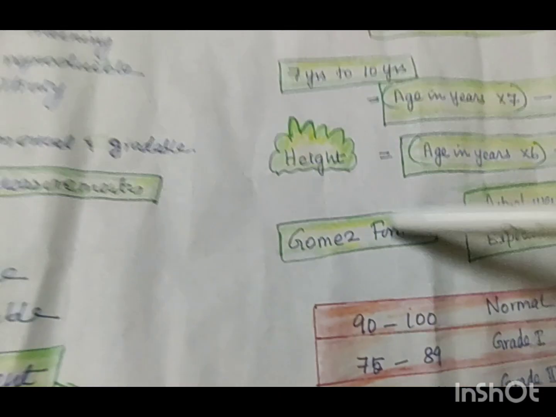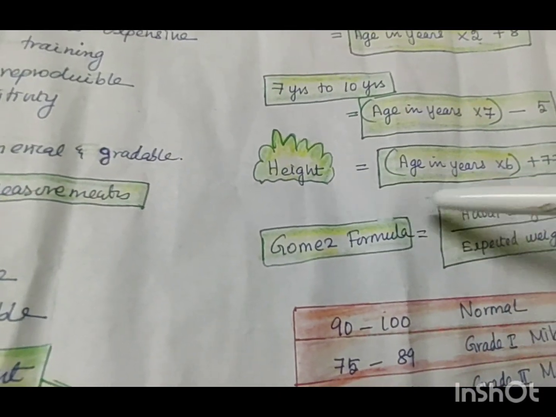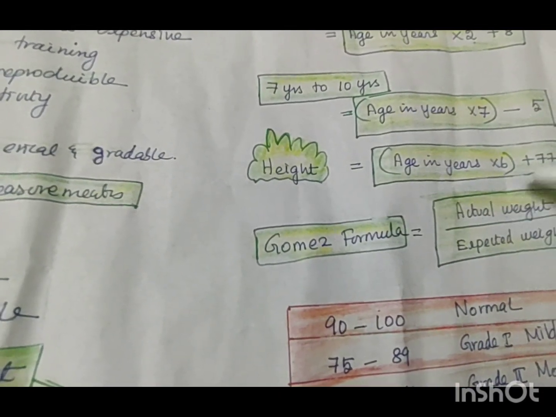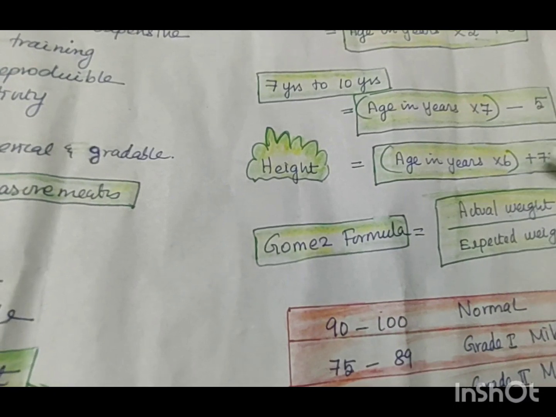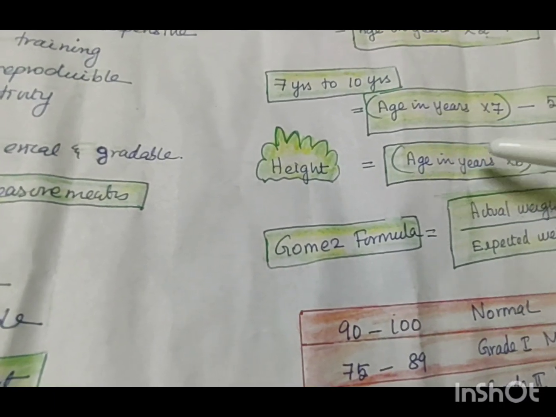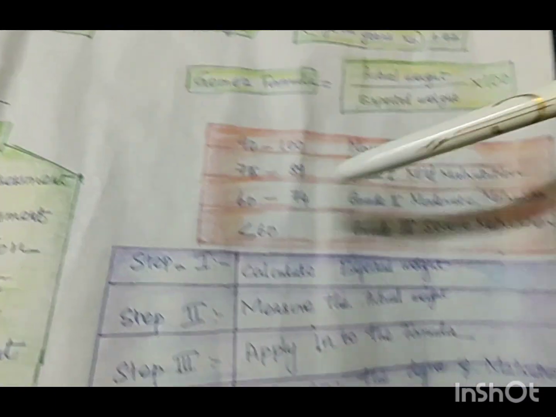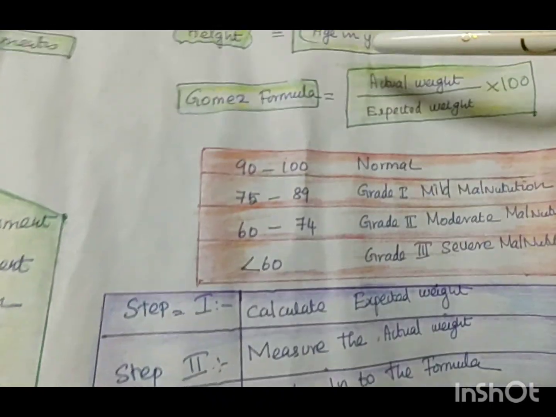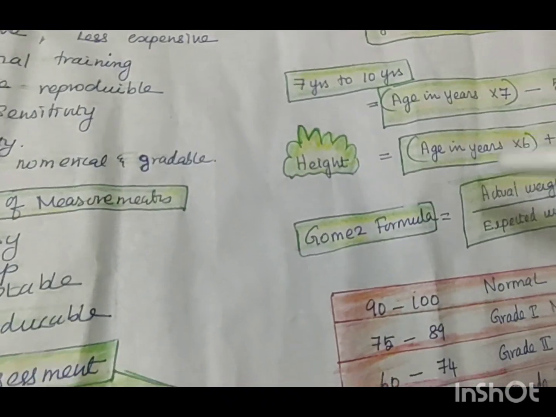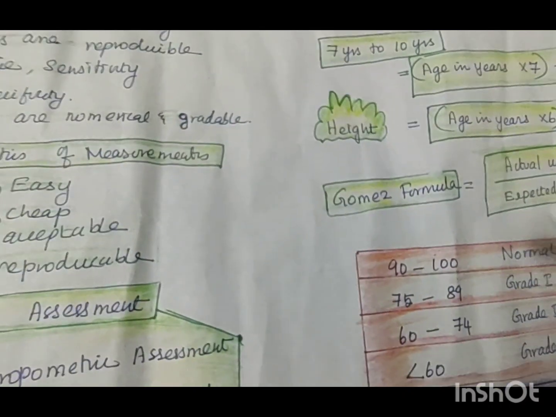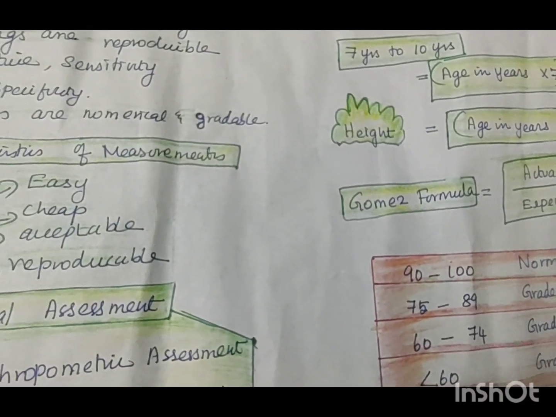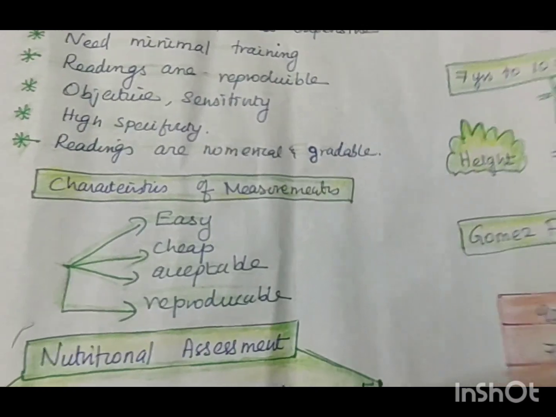And one more thing is the height. Height also you can get: age in years into 6 plus 77. Understand? So this is the height. This is the way you can easily measure. The technique we have already seen. Head circumference, how you have to keep it, we have seen in the introduction class. Mid upper arm: from the acromion process to the olecranon process, in the midpoint you have to assess.